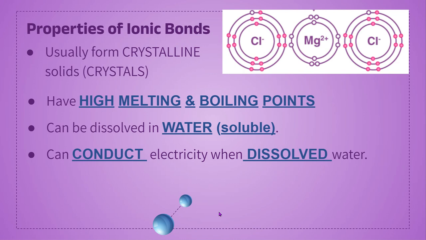Ionic compounds, almost all of them can be dissolved in water. That means they're water soluble. And they can also conduct electricity when we dissolve them in water. They can actually conduct electricity also if we melted them. So if we heated them really hot and got them to melt, the molten compound in a liquid state would also conduct electricity.